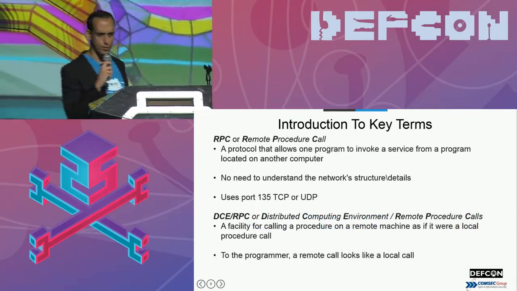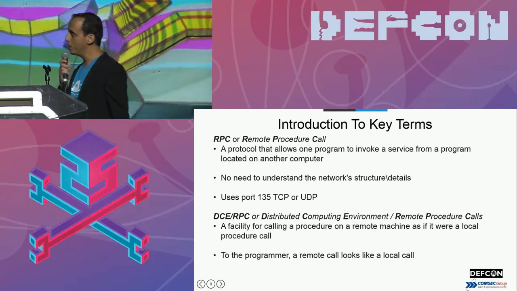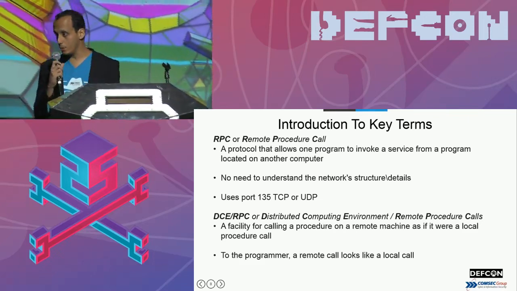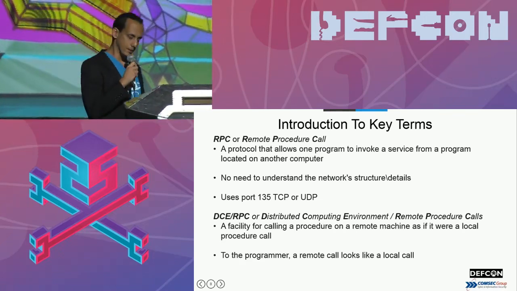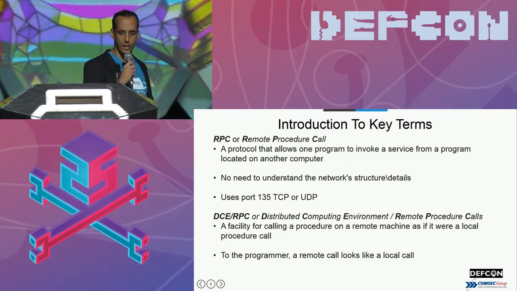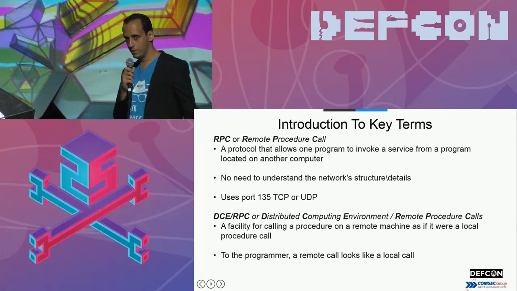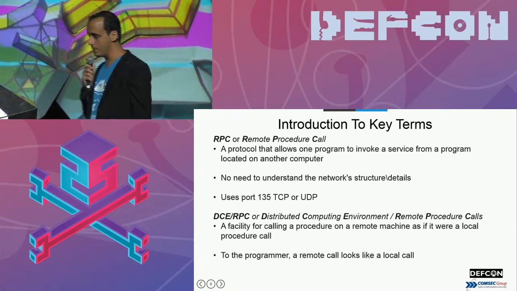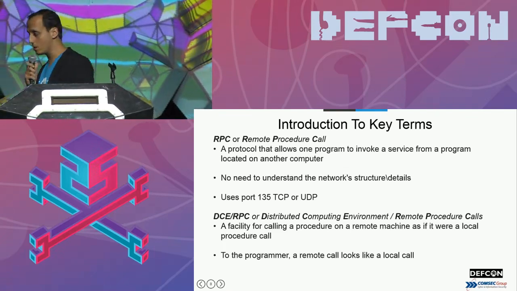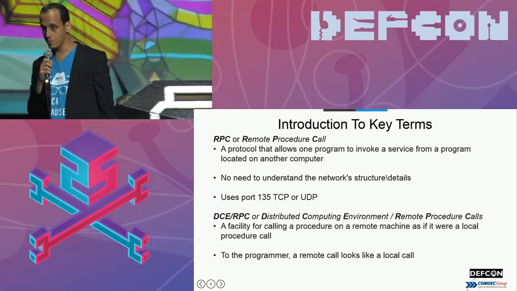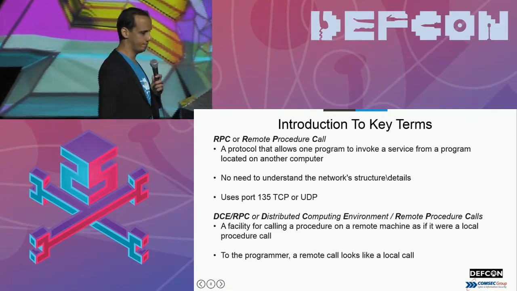RPC: most of you must probably know it, but I'm going to tell it anyway. This is a protocol that allows one program to invoke services from a program located on another computer. You just call another service, another process, from one computer to the other. It uses port 135, and DCE RPC is just a variant or a subtype of RPC, which allows the programmer to think that the procedure he is calling is actually local, when in fact it is a remote one. So it just makes the programmer's life a little bit more convenient.